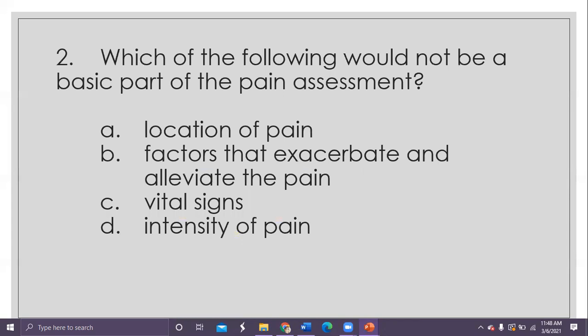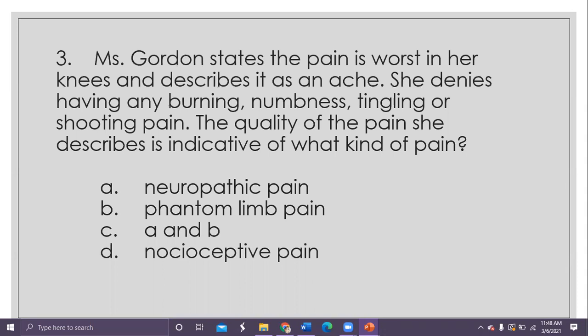Which of the following would not be a basic part of the pain assessment? Peyton, can you read the answers and select the correct one? A, location of pain. B, factors that exacerbate and alleviate the pain. C, vital signs. Or D, intensity of pain. And I believe it is C, vital signs. That is correct. It is C, vital signs.